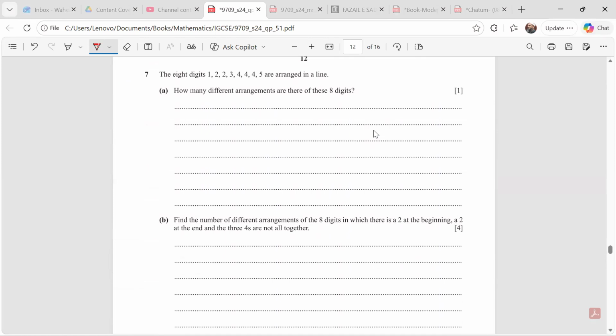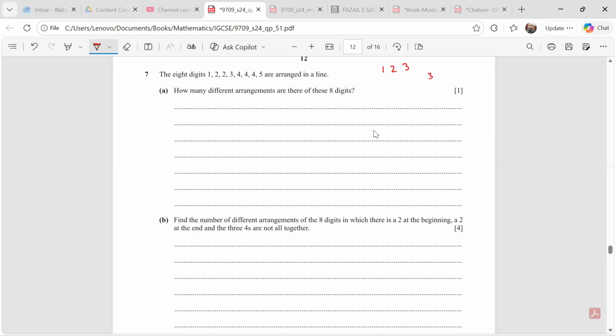The eight digits 1, 2, 2, 3, 4, 4, 4, and 5 are arranged in a line. How many different arrangements are there for these eight digits? So this is interesting. If the objects you have to arrange in a line, in a particular order, are unique, for example, if you have three numbers, 1, 2, 3, and you have to arrange them in a particular order, how many ways can you arrange them?